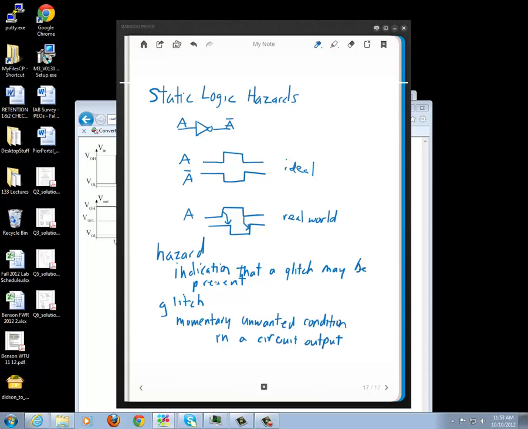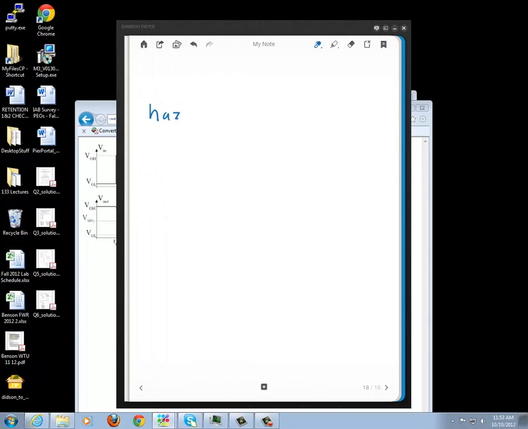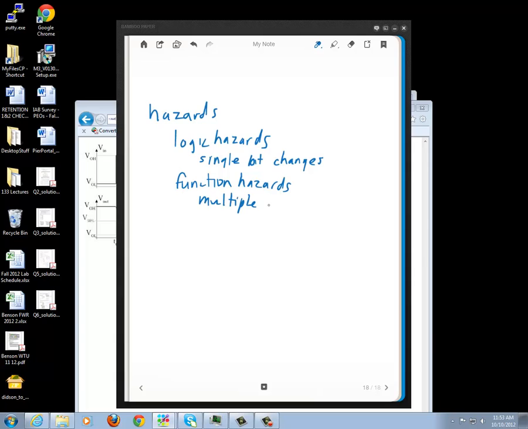Let me just further define hazards as they're categorized into different groups. So we have different kinds of hazards. The different kinds of hazards we have are things called logic hazards, and these are due to single bit changes. So if a single bit on an input changes and it causes a hazard, that's called a logic hazard. We also have things called function hazards, which are caused from multiple bit changes. These types of hazards are also classified as static hazards and dynamic hazards.